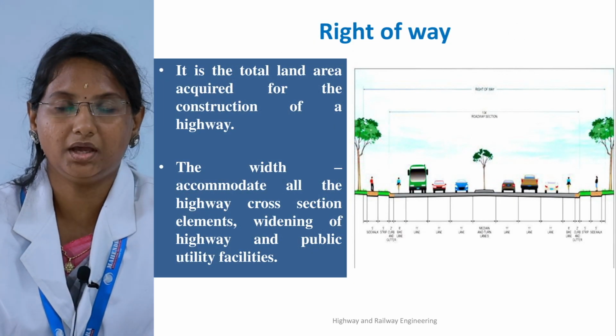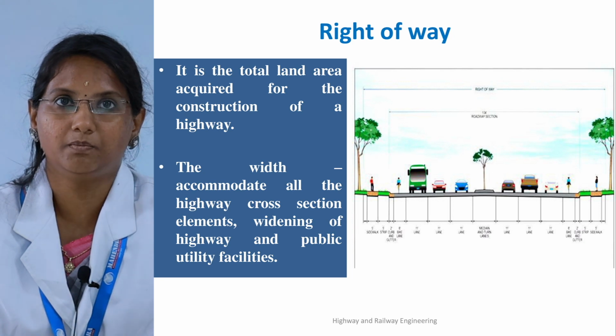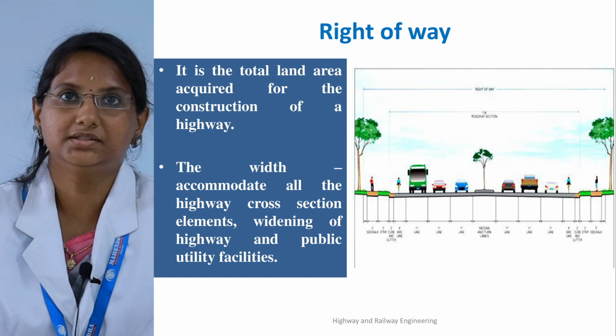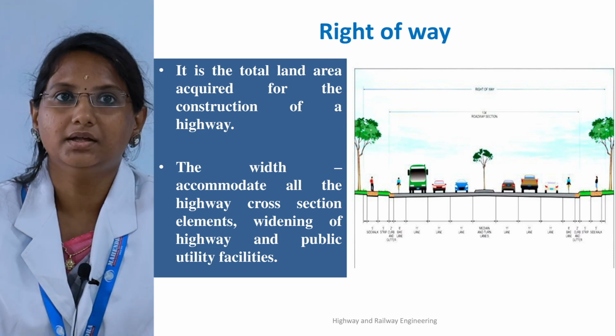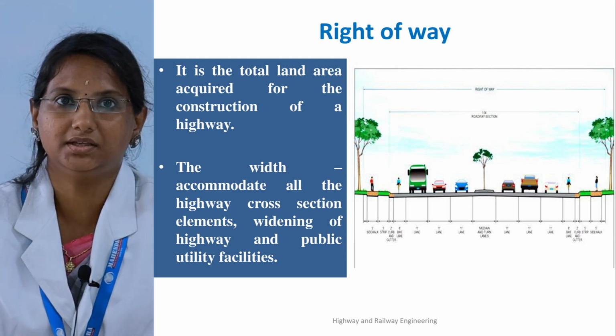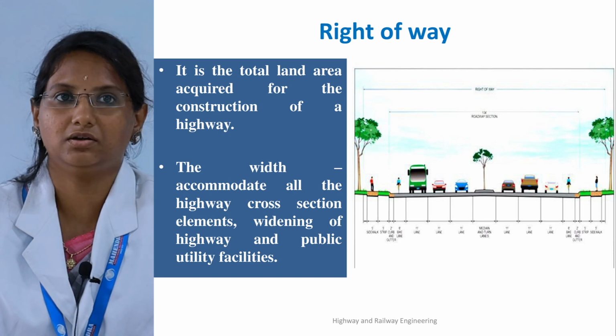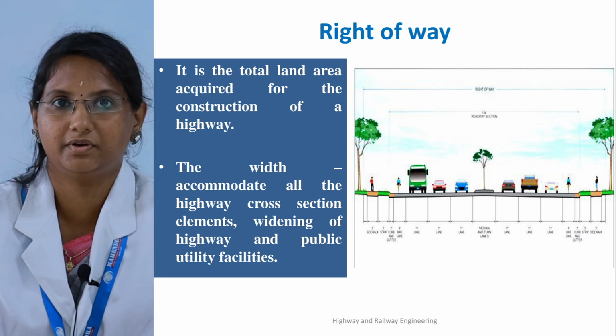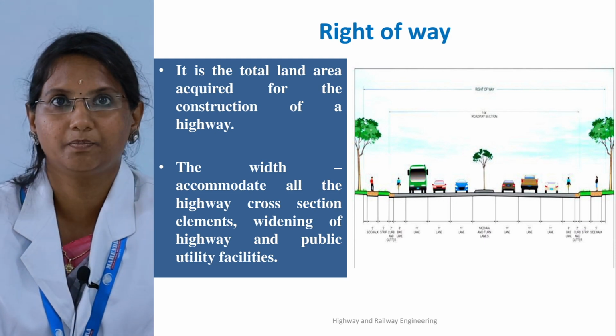First one is the right of way. It is termed as the total land acquired for construction of a highway. The main purpose of the right of way is that it accommodates all the cross-sectional elements, and for the future it is helpful for widening of our road and for public facilities.